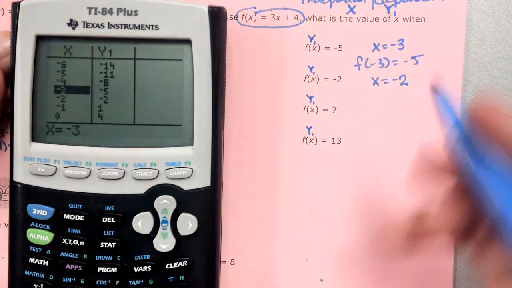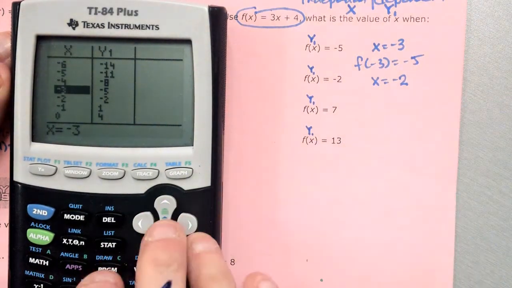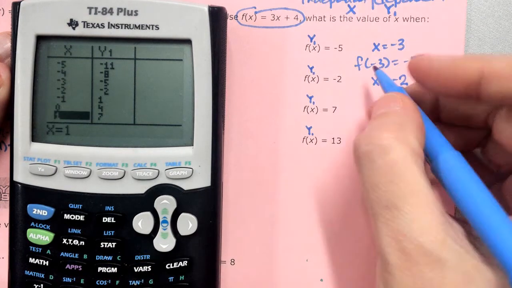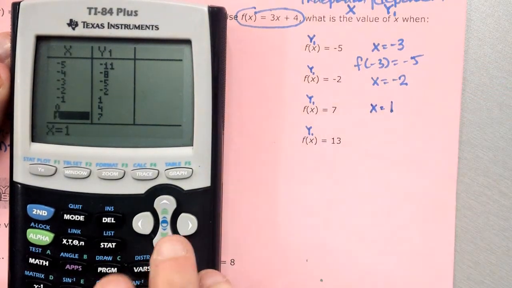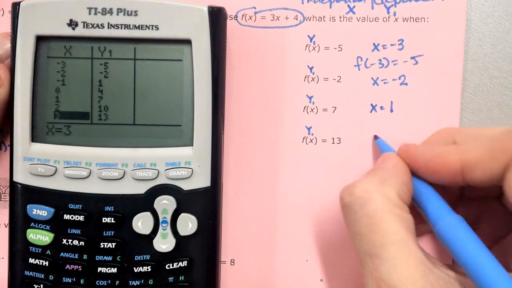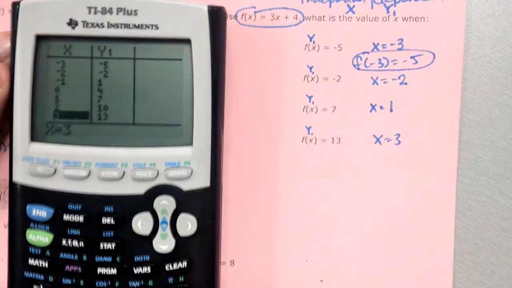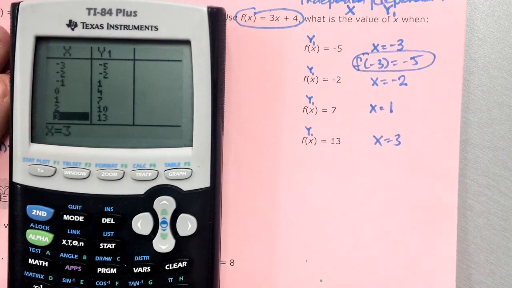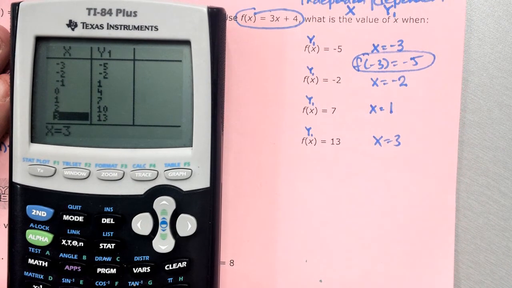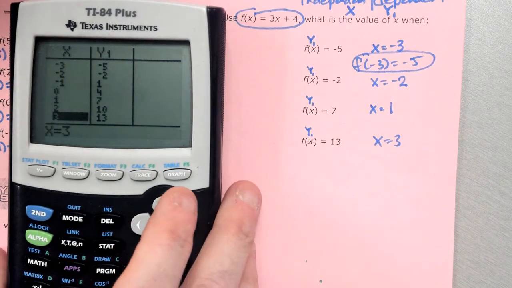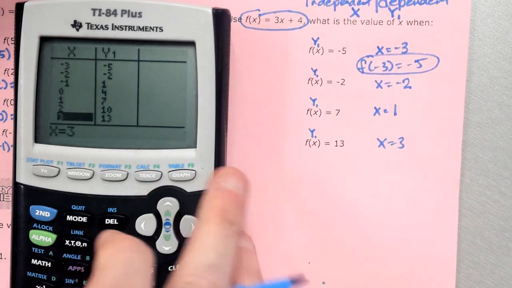When y1 is negative 2, x is also negative 2. When y1 is 7, x is 1. And when y1 is 13, x is 3. I could also write that as f of negative 3 using function notation. So I might see either of those answers. All right? Does it give you the table? You can totally do the table. Just make sure you circle which one is the answer.